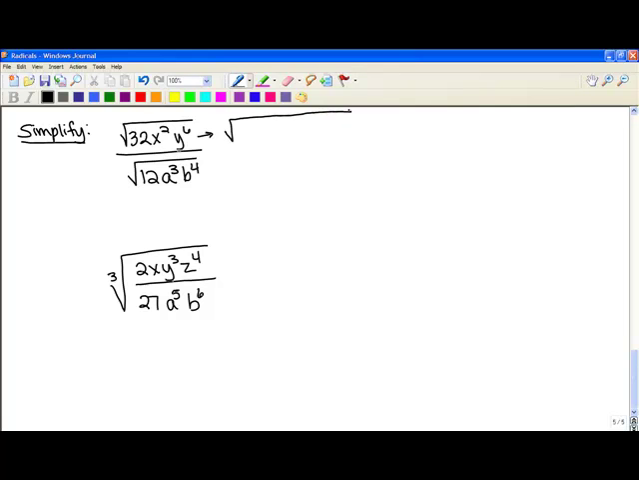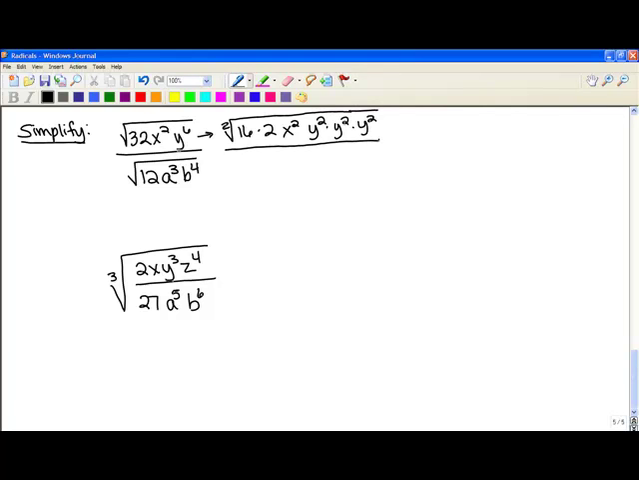Okay, so we have a square root here. We're trying to figure out the perfect square that will go into 32, and that is 16. 16 times 2 is 32. And then I'll break up these variables with powers of 2 because we have a square root. So x squared will be fine, but then y to the 6 will be broken up into y squared times y squared times y squared. Remember, if we add up these exponents, that will equal 6.